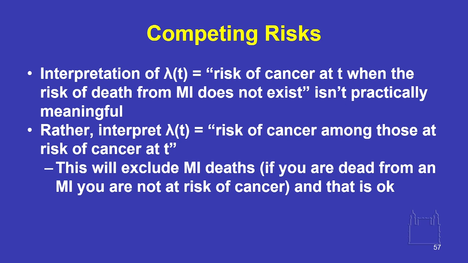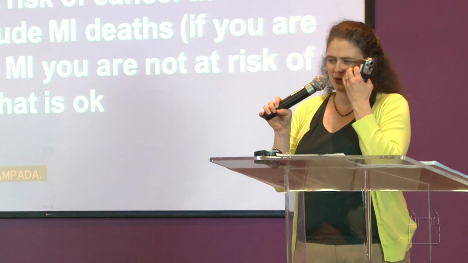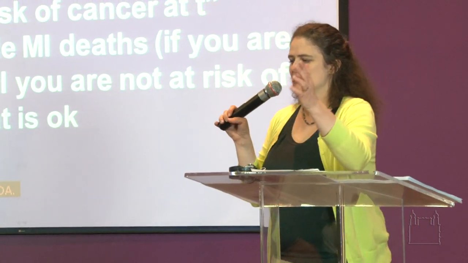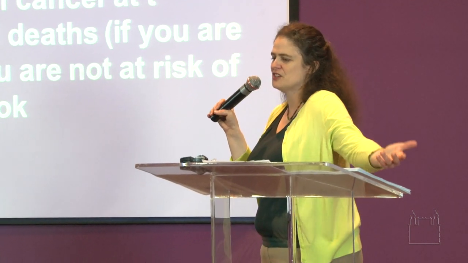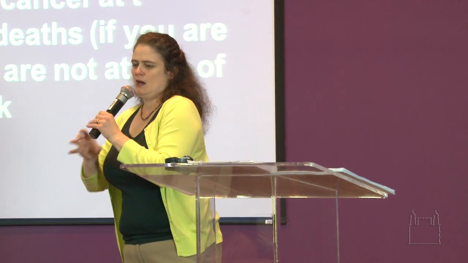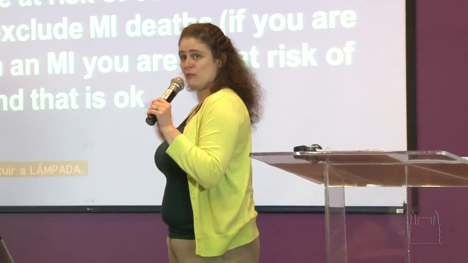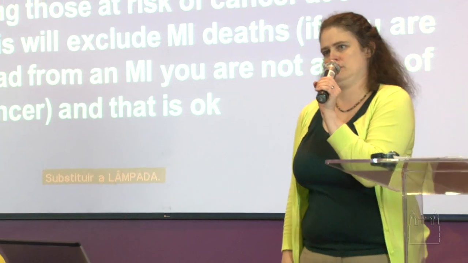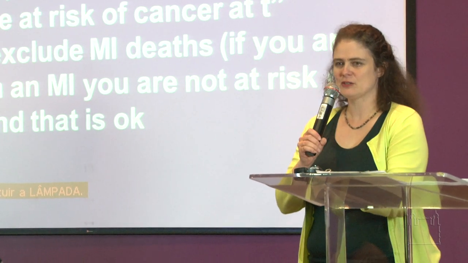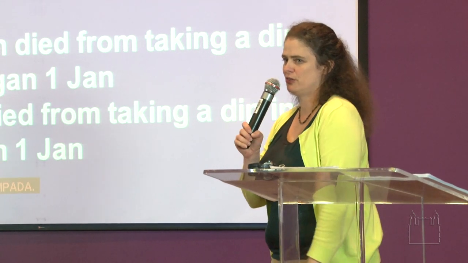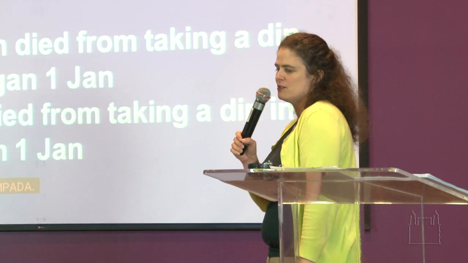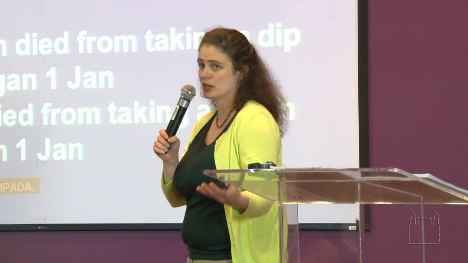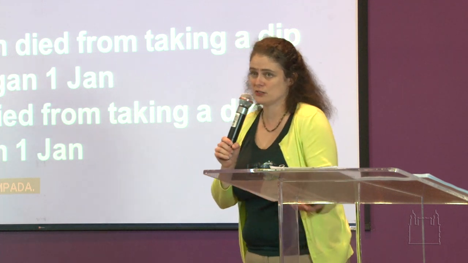Because the problem is, I don't want to interpret this hazard ratio, or this hazard rather, as the risk of cancer at some time T, when the risk of death from myocardial infarction doesn't exist. That's not meaningful. I walk through life, lots of things could do stuff to me. I want to interpret my hazard as the risk of cancer among those people who are at risk of cancer. And if you had a myocardial infarction, I want to include you, because if you're dead, you can't get cancer. But I need to think about this, and I want it to be all okay. I want to be able to tell their doctors and the nurses and all their providers and the families the truth, so they can make an educated decision. And the regulators can make an educated decision.